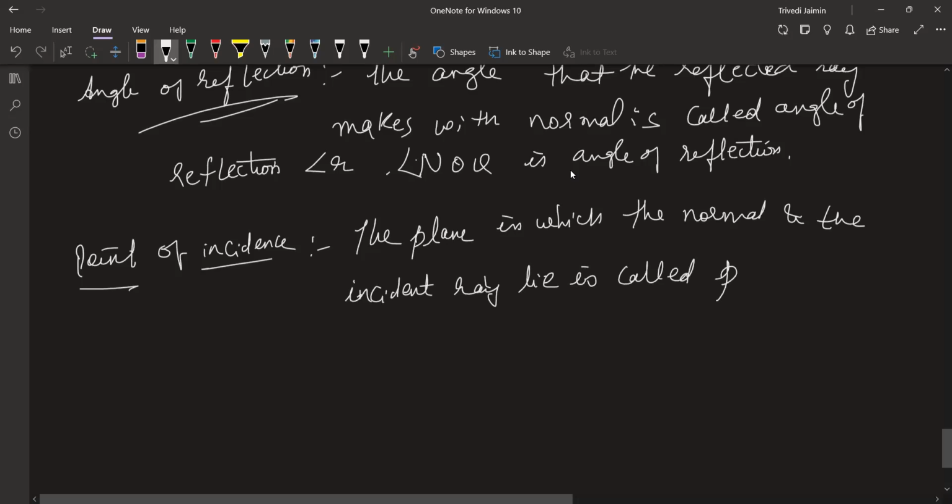Correct. Very good. Let's write plane instead of point. Plane of incidence, whatever. The normal and the incident ray lie on the same plane. It is called the plane of incidence. Now, generally, when we are drawing on our paper or book, the plane of the book will be our plane of incidence.